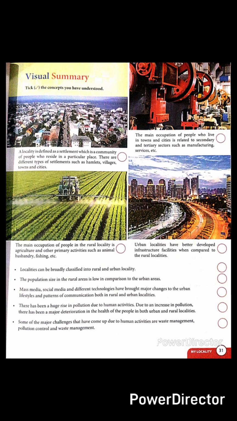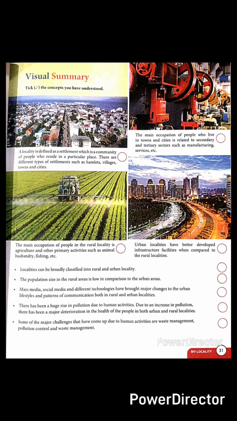Let's come to next page, children. There are 4 pictures. First picture. A locality is defined as a settlement which is a community of people who reside in a particular place. There are different types of settlements such as hamlets, villages, towns, and cities. Children, we know locality includes both rural area and urban area. Urban area includes towns and cities, and rural area includes hamlet and villages.